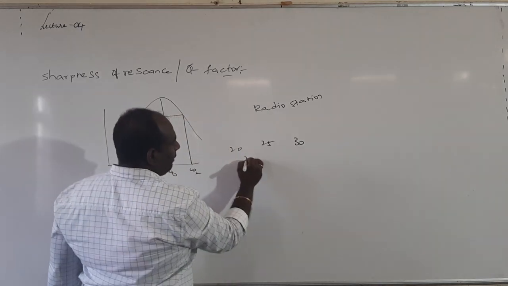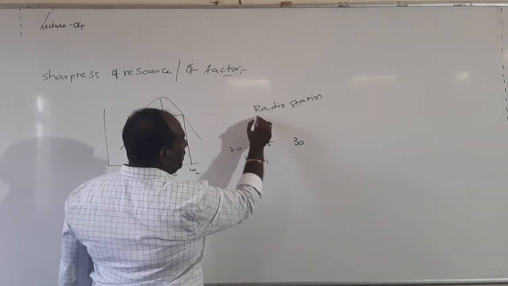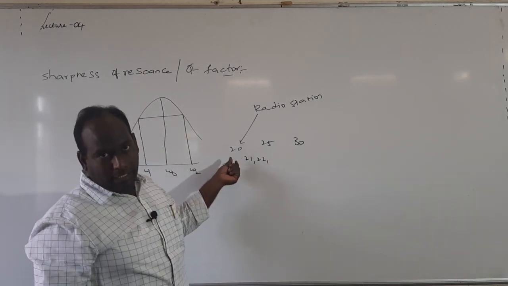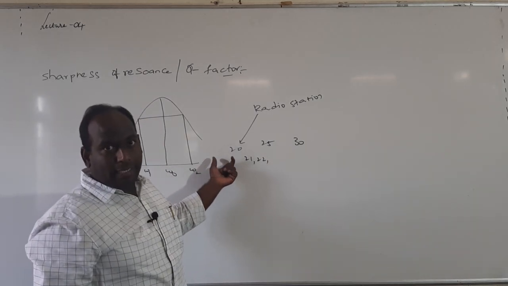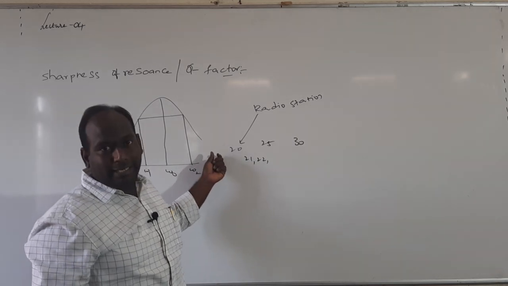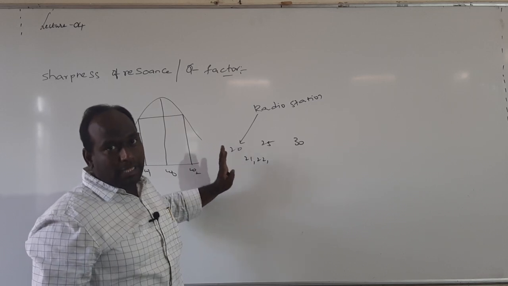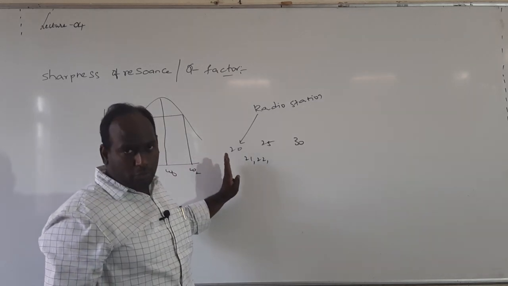So in this we have 21, 22, 23. If we keep on changing, at 20 we will get the signal strength at maximum: 17, 18, 19, 20. At 20 we can get the maximum signal strength and we will get good clarity.